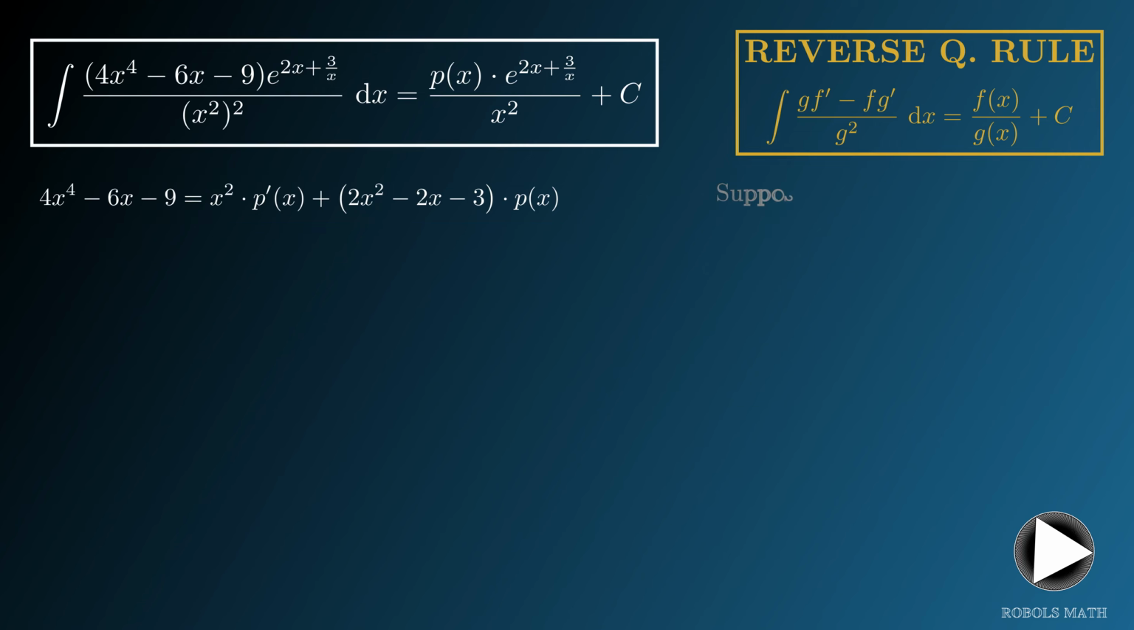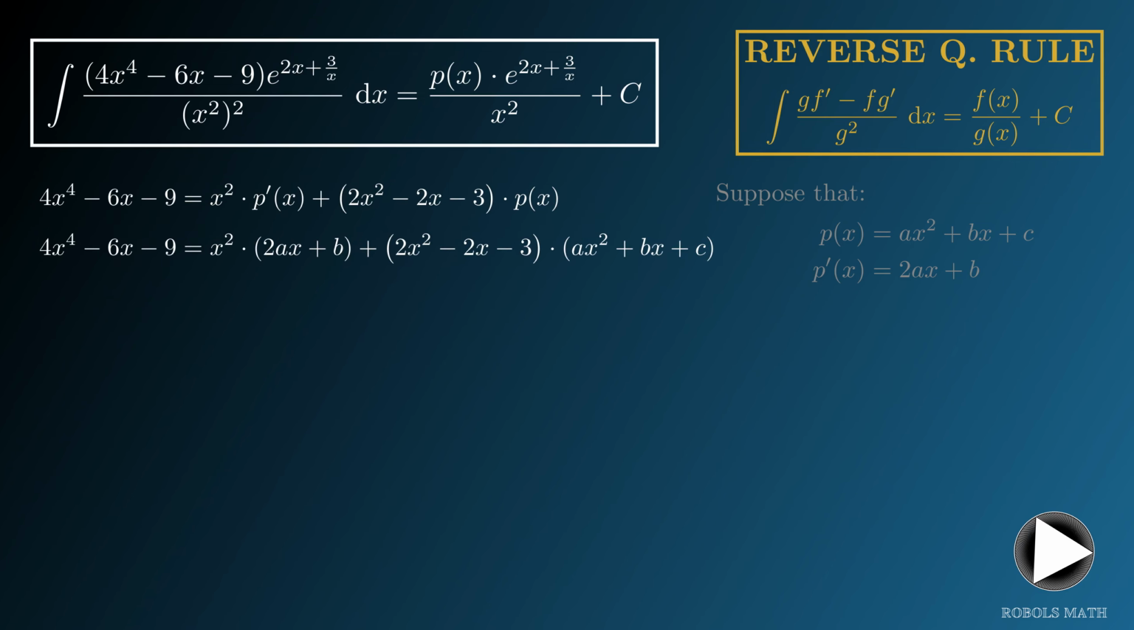Let's now suppose that p of x is in the form ax squared plus bx plus c. It follows that p' is 2ax plus b. We apply this to the equation we have. What's left now is to figure out the values of the coefficients a, b, and c. To do so, we will compare the coefficients of the powers of x on both sides.